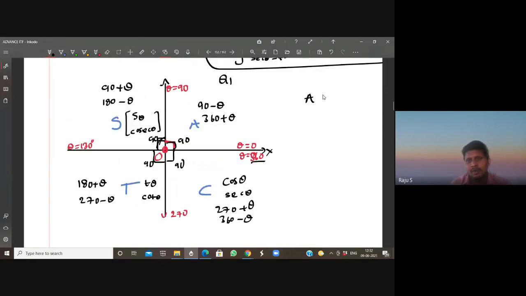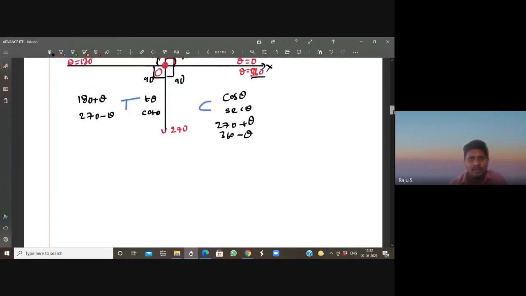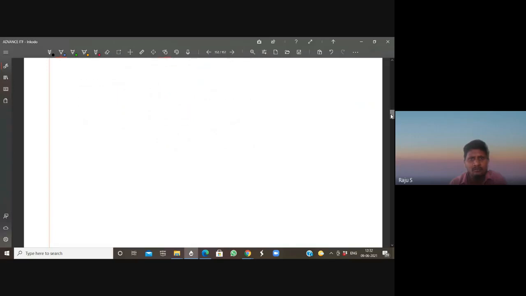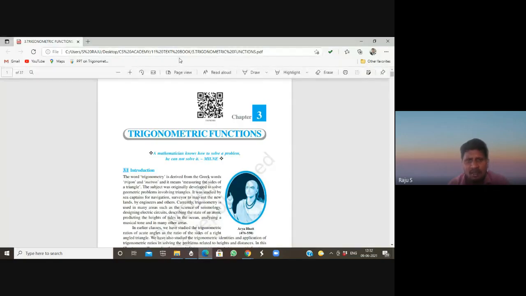Simply remember ASTC. Quadrant 1, quadrant 2, quadrant 3, quadrant 4. In quadrant 1 all are positive, so no problem at all. But you have to remember the S, T, C for 2, 3, 4. S is sine, T means tan, C means cos. Got the idea? So these are the positive ones. I'm going to see in a few exercises that they are very easy in trigonometry.